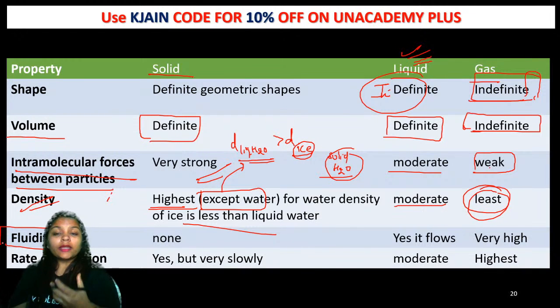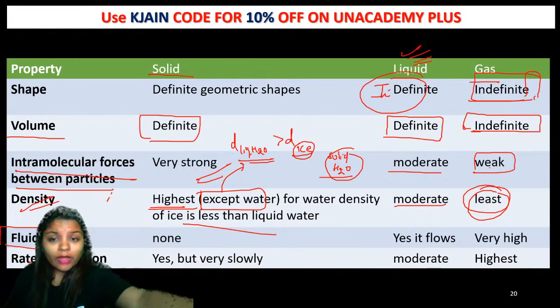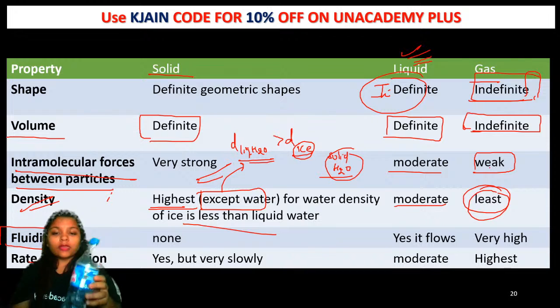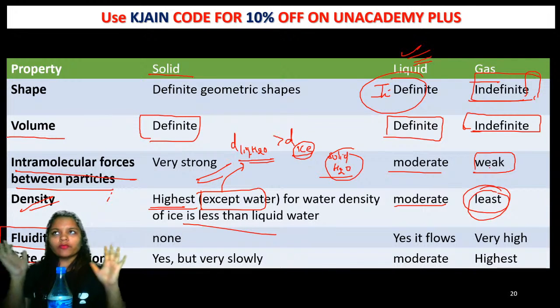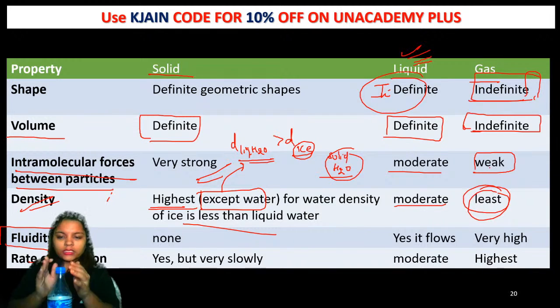Fluidity is the tendency of a substance to flow. Solid does not flow. Why does it not flow? For example, I put this bottle here, and I come here after one day. Then where will this bottle be? This bottle will be here only. This will not go anywhere. Why? Because it cannot move. This bottle is an example of a solid that cannot move, cannot flow.